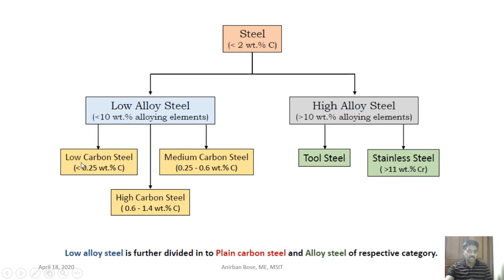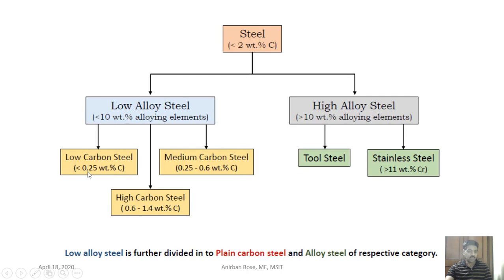So carbon steels can be low carbon steel, medium carbon steel, or high carbon steel. You can see, if the carbon percentage is less than 0.25%, then it is low carbon steel. If it is between 0.25 and 0.6, medium carbon steel, and high carbon steel is 0.6 to 1.4. Now each of them, suppose this low carbon steel where the carbon percentage is less than 0.25, this can be plain carbon steel or it can be low alloy steel.